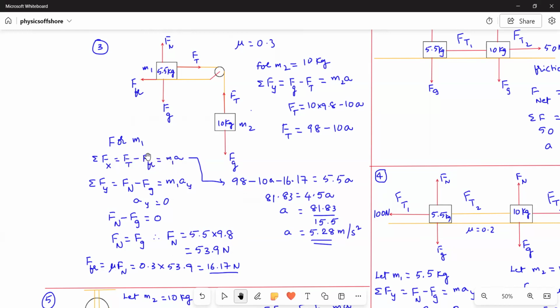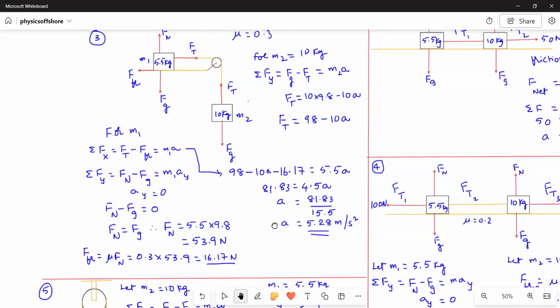So 98, F tension is 98 minus 10A. I am taking this one. F tension is equal to 98 minus 10A, and then minus friction 16.17 is equal to M1A. M1A is 5.5 times A. Then solving the equation, we get acceleration is equal to 5.28 meters per second squared. This is the answer for this question.